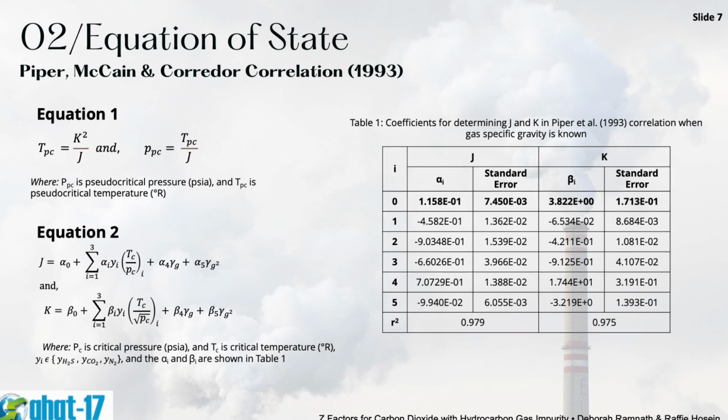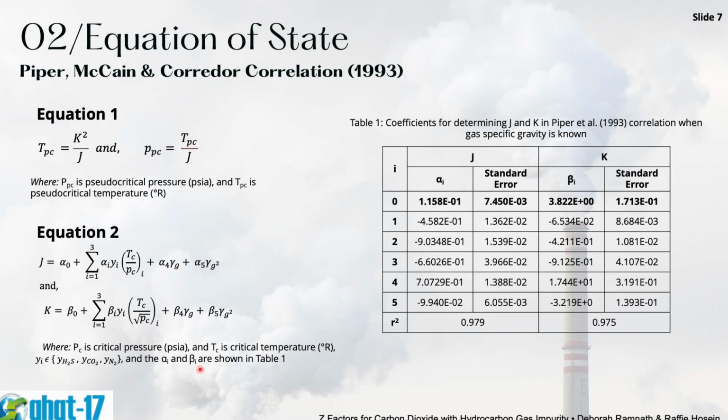Here we see the correlation that was developed by Piper and others. In their equation, CO2 gas and other non-hydrocarbon gases that will be present in natural gas are already included into their equation, which eliminates the need for involving additional correlation.